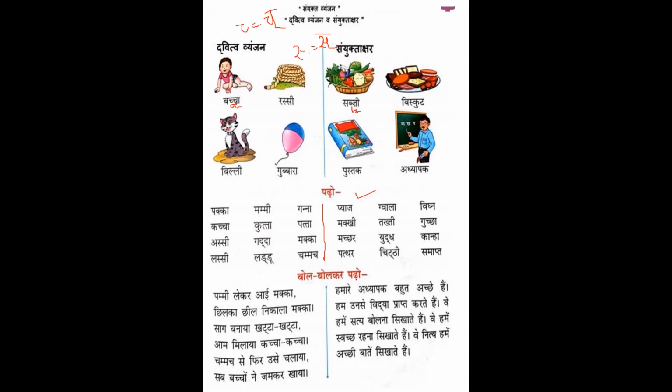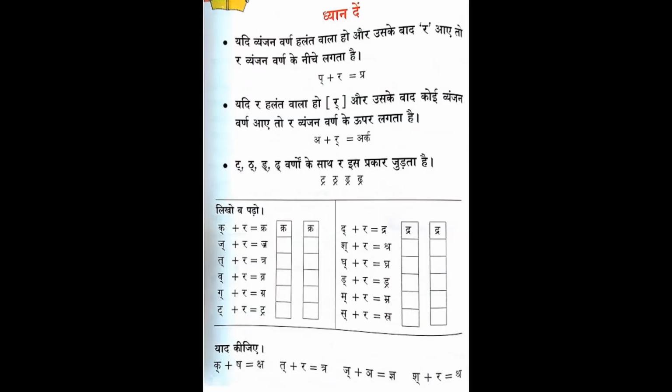And now, coming to the different forms of ra. Ra will have three forms. This is also ra, this is also ra, this is also ra. When which ra will come, we will see now.